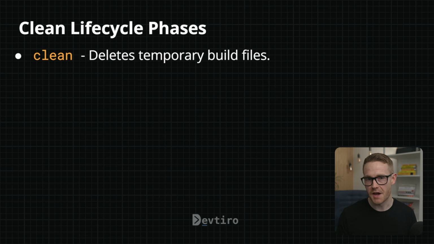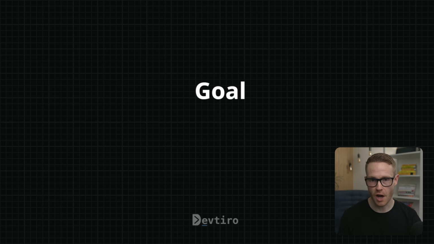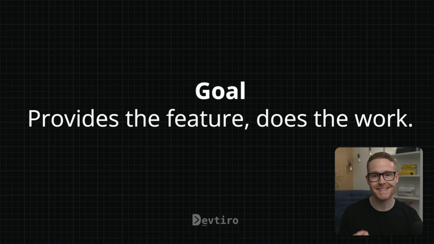Something important to note is that if you run a Maven command that specifies a phase in both the clean and default lifecycles, the clean lifecycle will run before the default lifecycle. Now you might be wondering, how does a phase do all of these things? Well, it comes down to Maven plugins and the goals that they provide. So let's now explore the concept of a goal, which provides the feature and does the work.